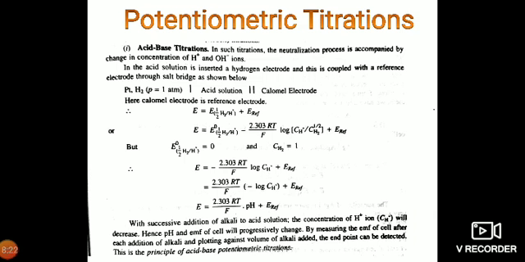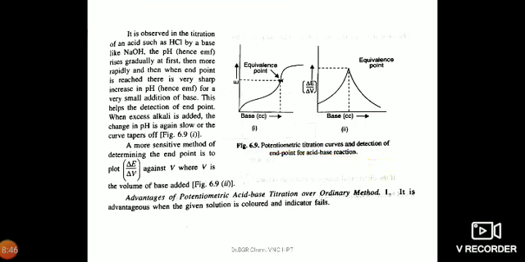With successive addition of alkali to acid solution, the concentration of H+ ion will decrease. Hence, pH and EMF of the cell will progressively change. By measuring the EMF of the cell after each addition of alkali and plotting against volume of alkali added, the end point can be detected. This is the principle of acid-base potentiometric titration.